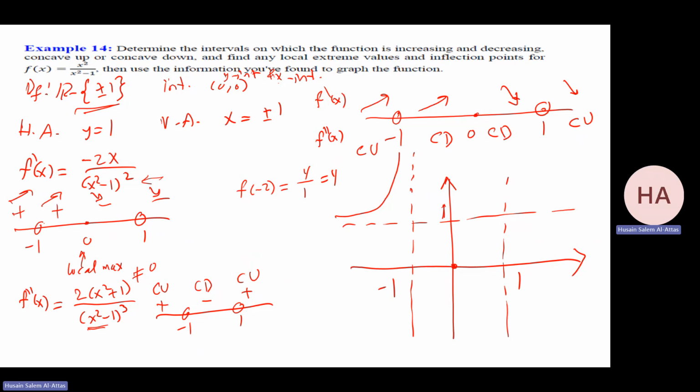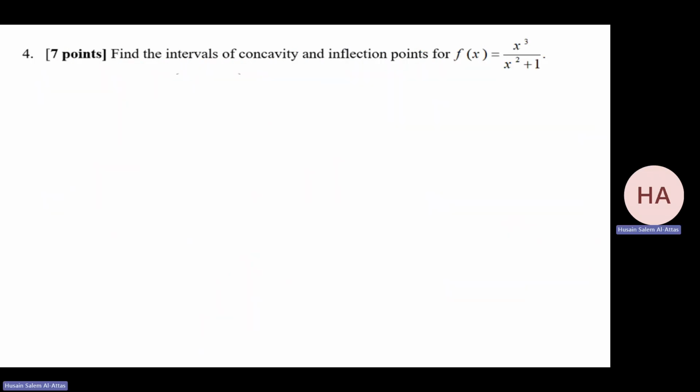Between minus 1 and 0, it's concave down and increasing. Then it will be concave down and decreasing, so it will do something like this. The same thing: concave up and increasing, so it should be here. And this will give us the graph of this one. Yeah, let me finish with this one. This one I need to do the calculations completely. No asymptotes here.